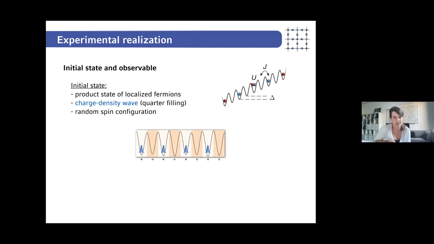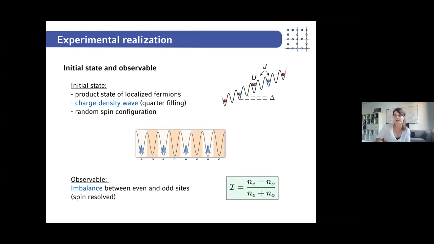The initial state that we use is this charge density wave. So we prepare a localized fermion on every other site, and we do not control the spin ordering. So it's essentially an incoherent mixture of different spin configurations, but one fermion localized on every even site. And then we measure the amplitude of this charge density wave, or imbalance, as a function of time. If the system thermalized, for a homogeneous system, we expect this imbalance to decay to zero, such that the memory of the initial state is completely washed out.